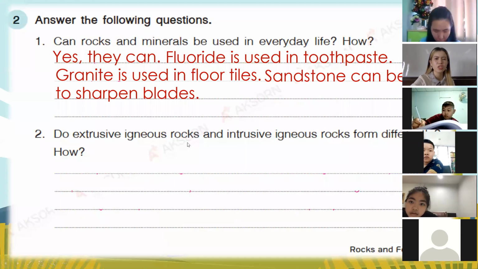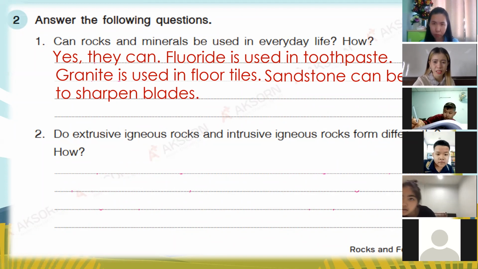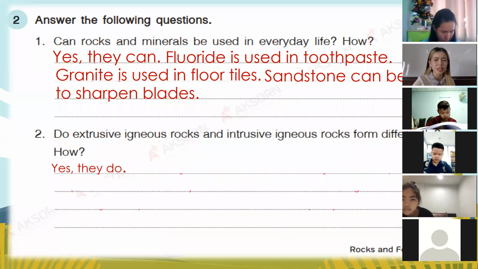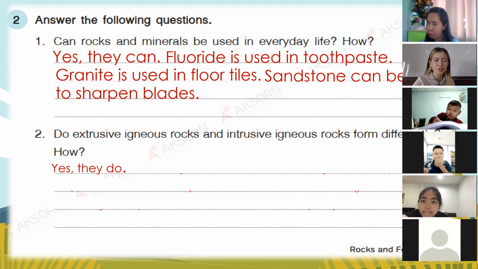Do extrusive igneous rocks and intrusive igneous rocks form differently? Yes or no? Do they form differently? Yes, they form differently. Yes, they do. But how? How do extrusive igneous rocks form and how do intrusive igneous rocks form? Okay, what is your answer?